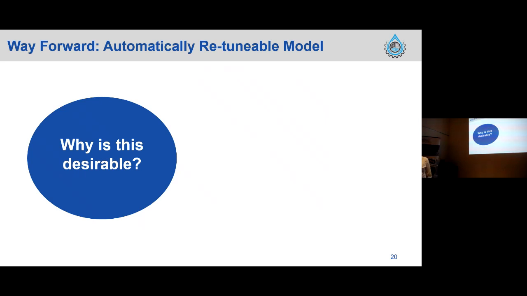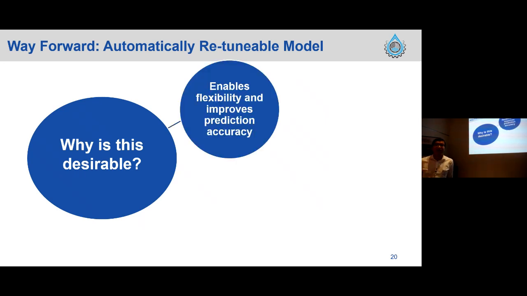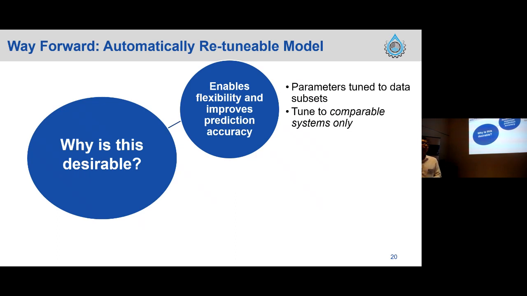Why is this desirable? Having a model that can be readily tuned, say with a tuning interface in ThermoFAST 2, helps enable flexibility and improves the prediction accuracy. This is particularly important when you're looking at specific data subsets. Let's say you're looking at a high content field that has a lot of carbon dioxide, then we can look at improving our parameters specific to multi-component systems that have a large amount of carbon dioxide. And maybe you're interested in a specific pressure and temperature range, then we can also begin to tune parameters to that specific range as well.